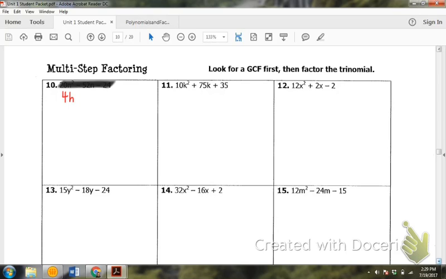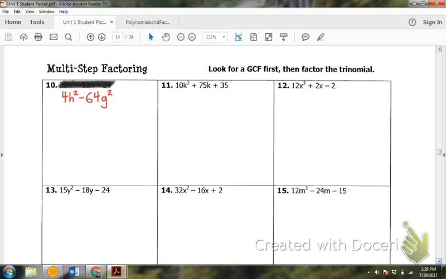4h squared. Now, before you start going, what does it say there at the top? Multiply step. And then it says look for the what? GCF. Look for the GCF first. Is there a greatest common factor between 4 and 64?